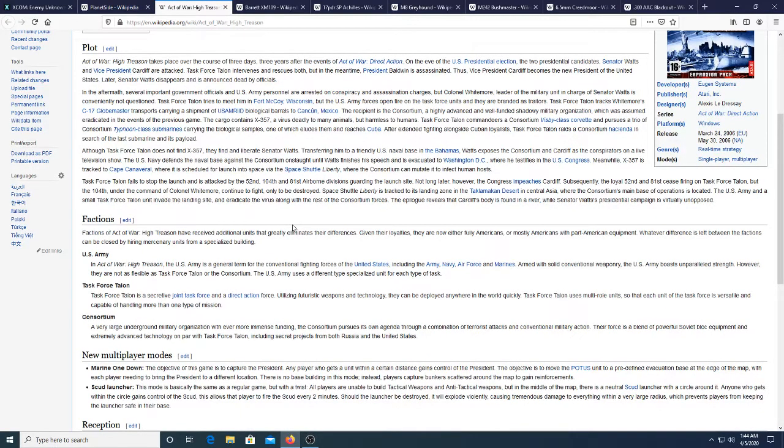This was a not so popular real-time strategy game way back in the day, but it was a lot of fun. In this one, you'll notice that they actually have the U.S. Army, Task Force Talon, and Consortium. The U.S. Army had a bunch of different units, while Task Force Talon had a very small amount of units, but they were more versatile, i.e., they could handle more situations than the U.S. Army. Consortium was basically a mix of low-cost stuff and terrorism.